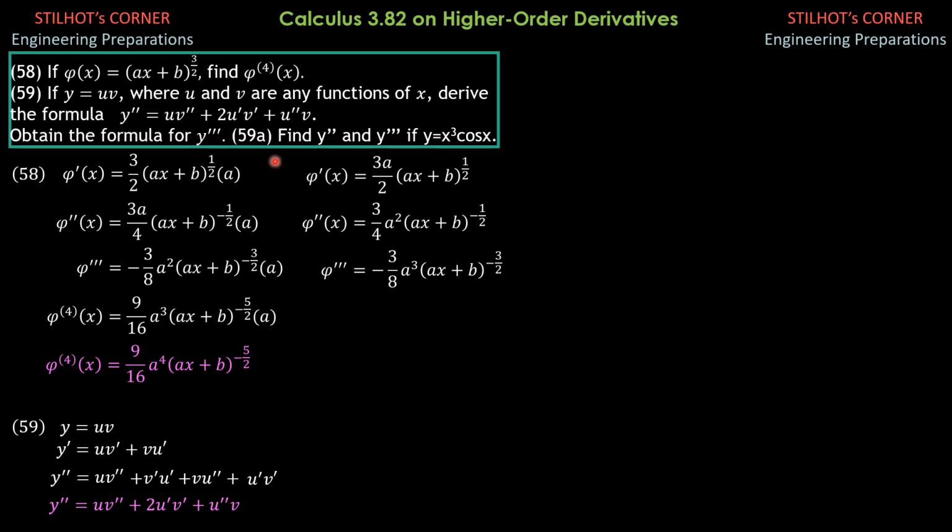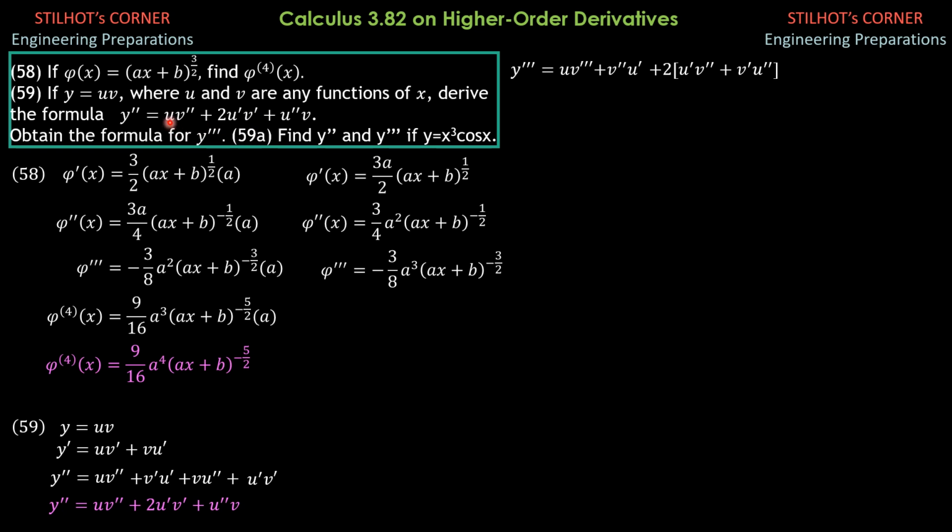Then problem 59a, find y double prime and y triple prime if y is x cubed cosine of x. So we have derivative of product. So for the first solution, I'll derive the formula. It is actually given by the expression here, u v double prime plus v prime u prime. So we'll use this here.